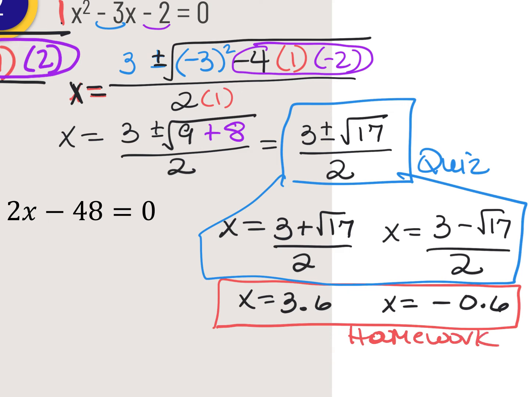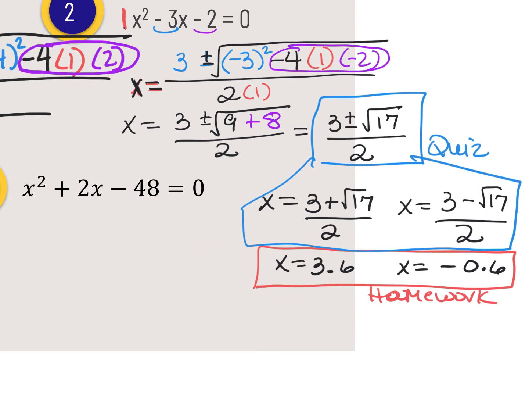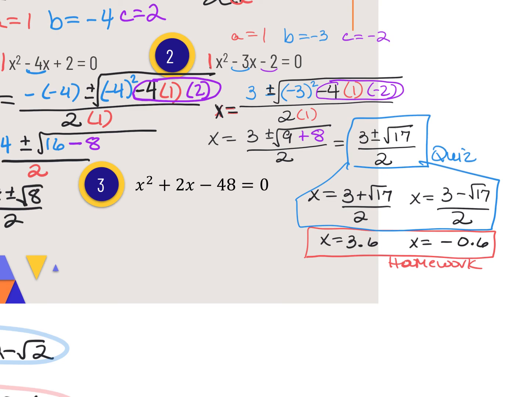Let's try number 3. Now, this one is actually going to turn into a perfect square. So the final answer I get on number 3 is going to be the same for the quiz as it is for the homework. This one, we can't leave it with plus minus, and you're going to see what I'm talking about. So again, let's identify our variables. A is 1, B is +2, and C is -48.